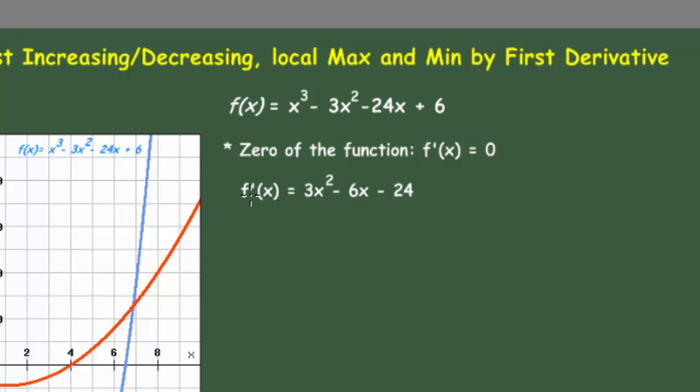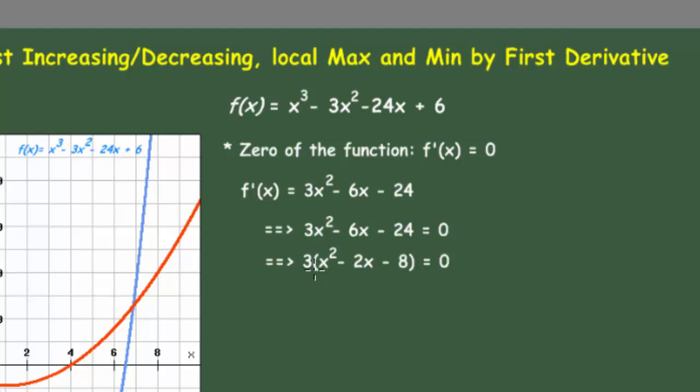Now we're going to solve. The first derivative of the function f of x is f prime of x equals 3x squared minus 6x minus 24, and we will solve this equation equal to 0 to find the zeros. So we have 3x squared minus 6x minus 24 equals 0. We want to solve this for x, and to do that, we first divide by 3 to bring this back to a standard quadratic equation.